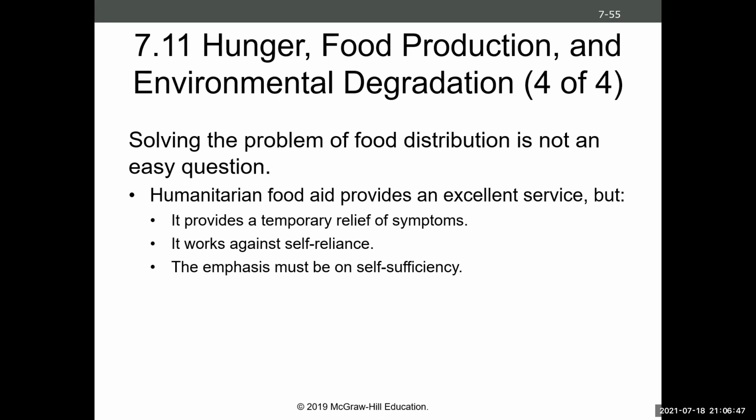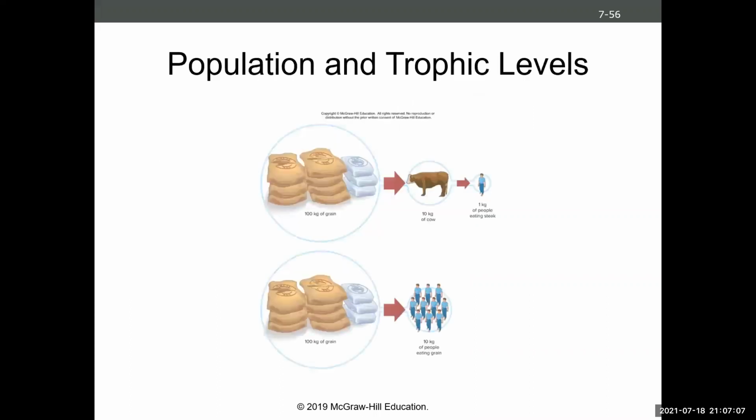And so solving the food distribution problem though is not easy. Food aid is an excellent service, but it's only temporary relief. It's not allowing those populations to be self-reliant and self-sufficient, and that's an issue that we really haven't figured out yet. And so again, this is just a figure showing that population difference, right? So if you're poor, you're mainly feeding on those grains. If you're more developed, you're eating that meat.